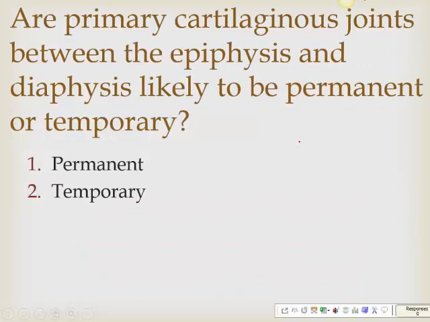Now, do you think these primary cartilaginous joints, like the one between the epiphysis and the diaphysis, are permanent joints or are they temporary joints? By this I mean, do you see this joint throughout life, or do you see this joint only for a certain period of your life and then after that there is no joint? So that's what is meant by temporary or permanent.